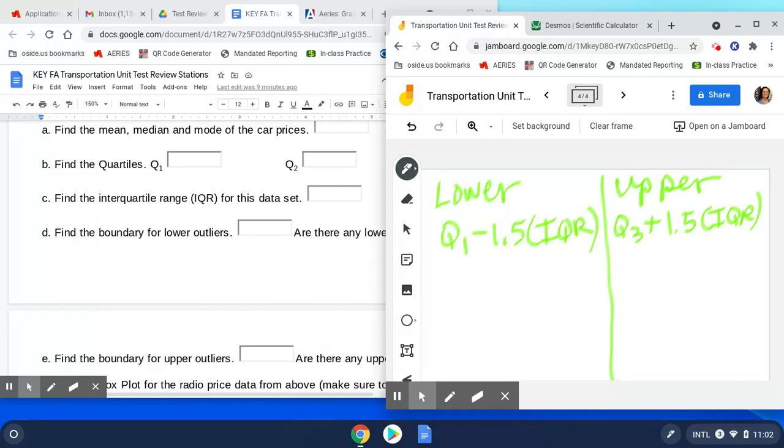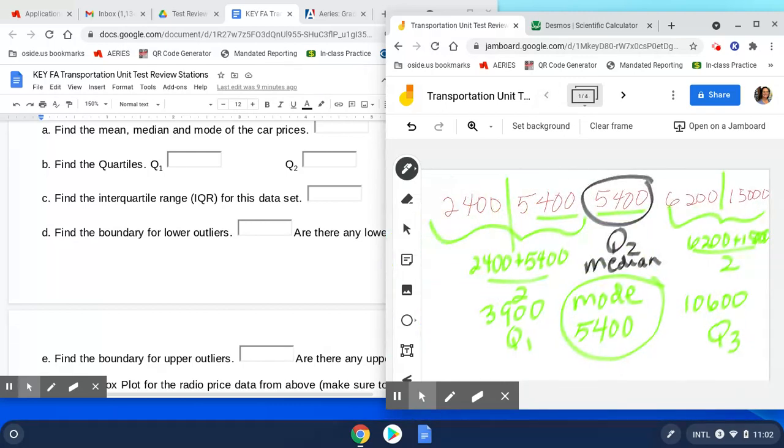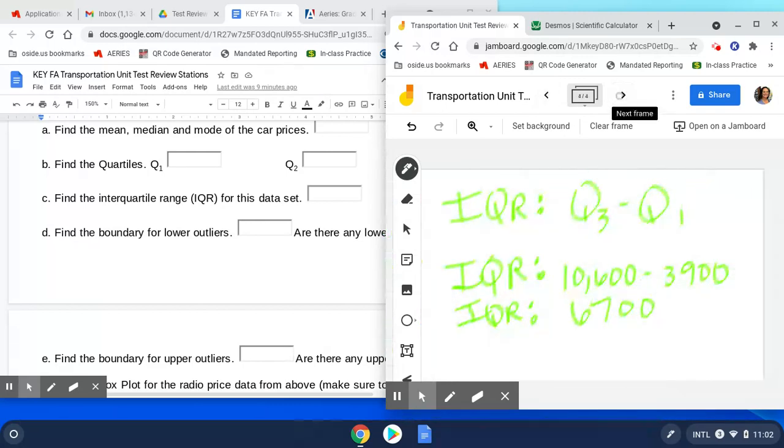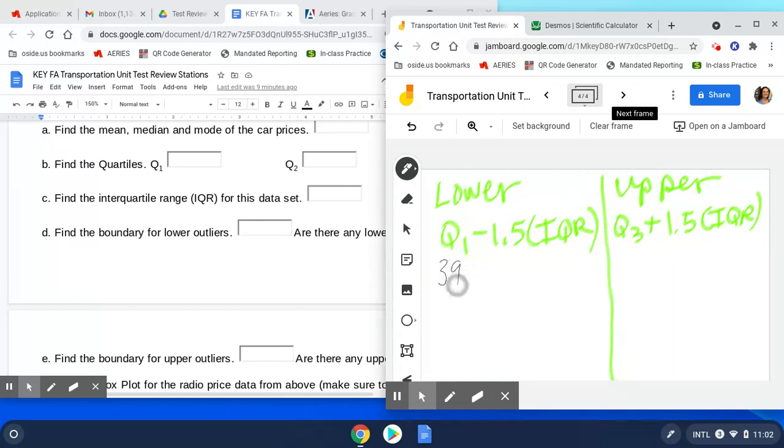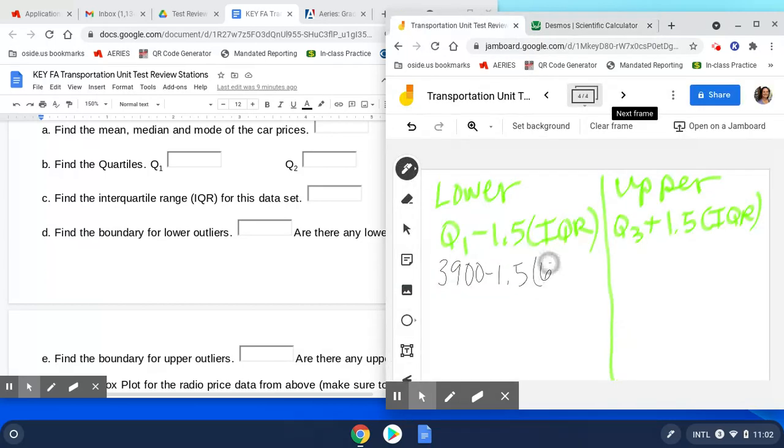Okay, so what was my Q1 again? Q1 was 3,900 minus 1.5 times my IQR, which was 6,700. And then my Q3 was 10,600 plus 1.5 times my IQR of 6,700.